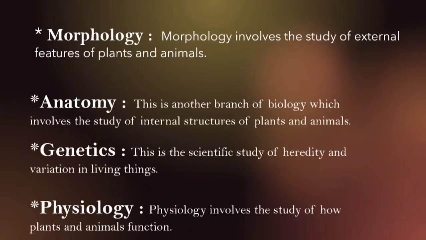Another branch is anatomy. Anatomy is a branch of biology which involves the study of internal structures of plants and animals. You know, morphology is just the study of external features, while anatomy is the study of the internal features, those things that are inside of plants and animals. Then the next one is genetics. Genetics is the scientific study of heredity and variations in living things. When you hear the word genetics, it is actually gotten from that word genes.